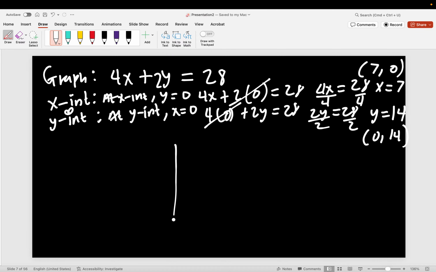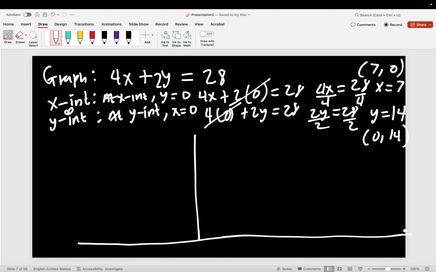Now that we have both of them, we can just go ahead and graph it. So I'm actually going to make this a bit better. Ooh, look at me, I drew a straight line. Never thought the day would come.